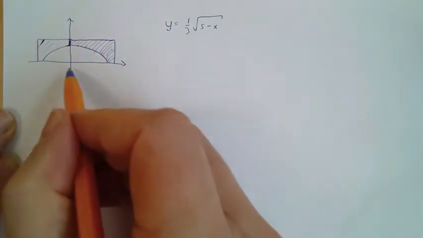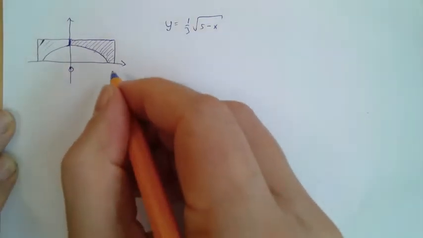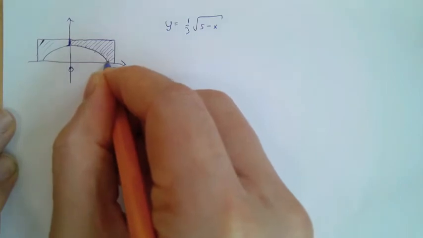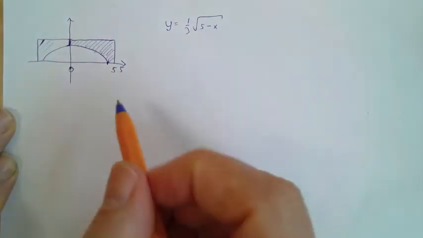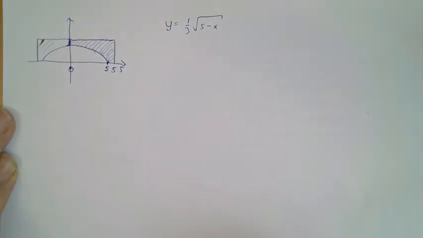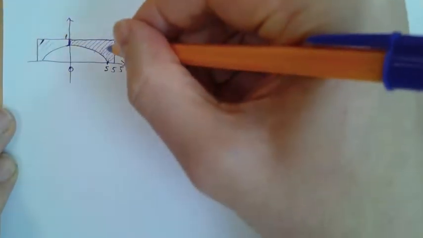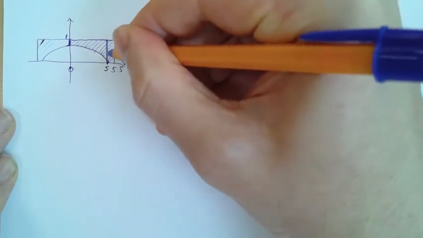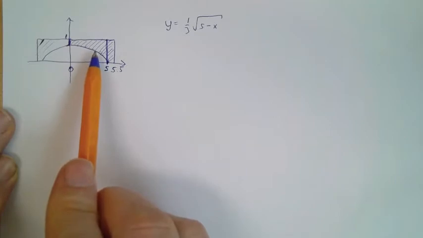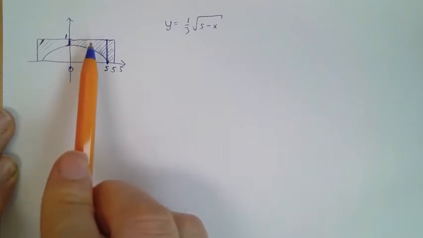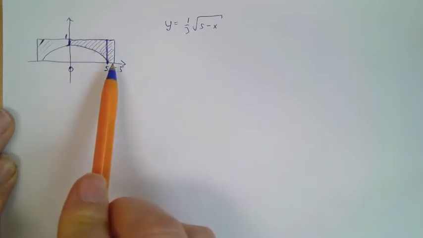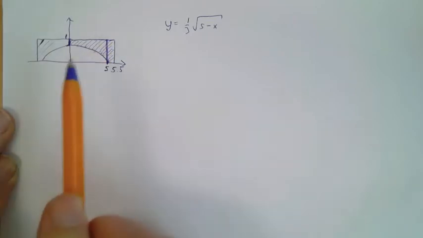So we're going to integrate from 0 and all the way to the end. The very end is at 5.5, but the graph of 1/3 square root of 5 minus x hits the x-axis here at 5. And the top is at 1. So what happens is we need to split this into 2 parts because top minus bottom changes. Here it's 1 minus this curve. Here it's different, it's 1 minus 0. It's not the same bottom anymore.